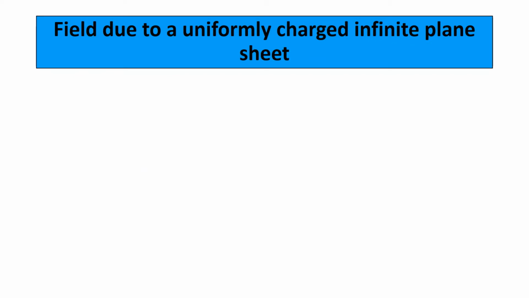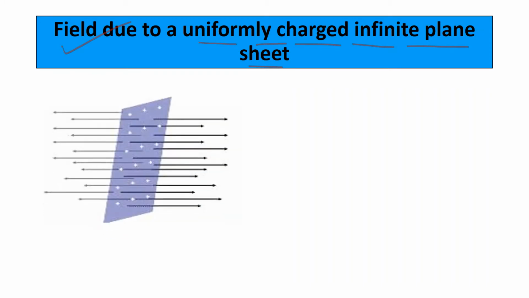Now let us study about an infinite plane sheet which is uniformly charged. We are going to find out the electric field of an infinite plane sheet. This is the diagram of an infinite plane sheet which is uniformly charged, as you can see from the diagram, and these lines represent the electric field.